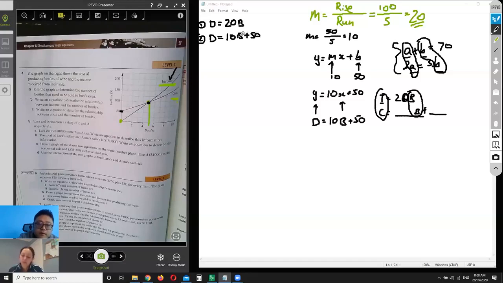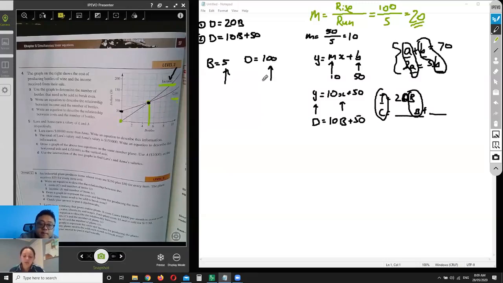Got it? Yeah. And where is the break-even point? When B equals 5, and when D equals 100. Good, right? So what does that 5 represent? How many bottles they need to sell before they gain profit. That's right.